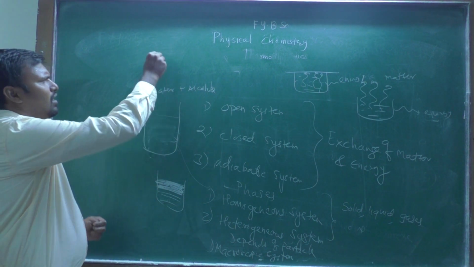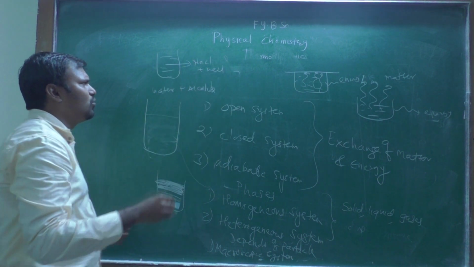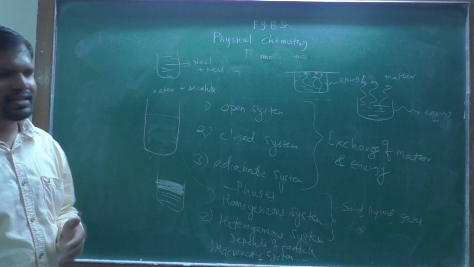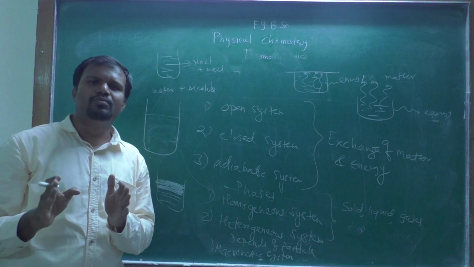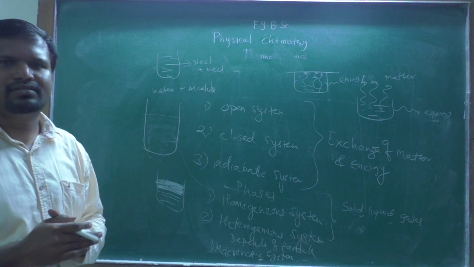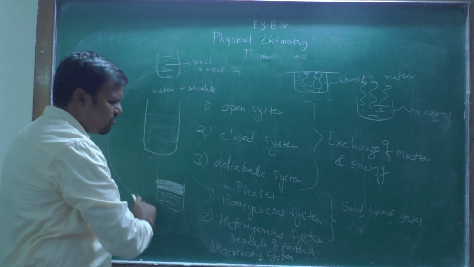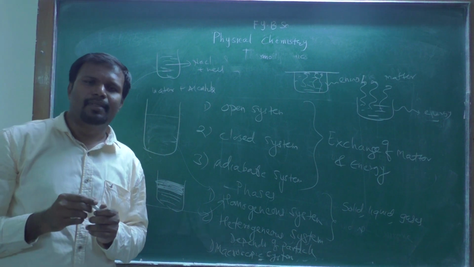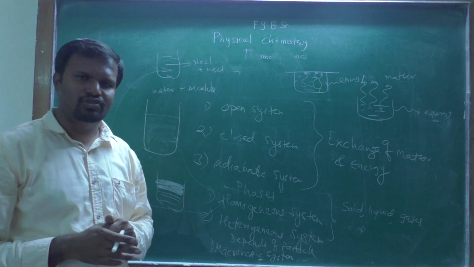If NaCl plus water, NaCl totally dissolved in water, though there are two phases, one solid and the other liquid, when they mix they form a homogeneous mixture, with no distinguishable phases observable. Therefore, this system is called a homogeneous system. Okay? This is all about the homogeneous system and heterogeneous system.